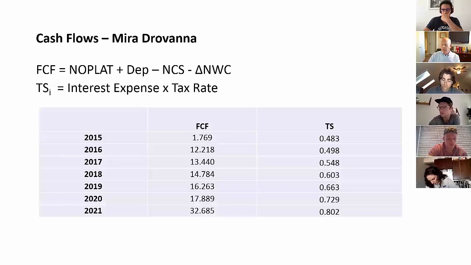So when we think about this, we're going to look at a case here for a moment, and these are some free cash flows and some tax shields for the Mira-Dravana case. In fact, let me go ahead and pull that case up for a moment.